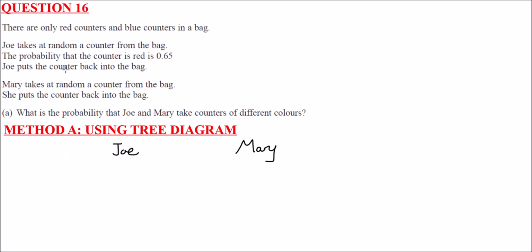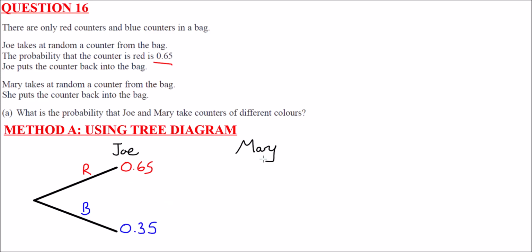So first of all, Joe comes along. There's two options of what Joe could pick. The first option is Joe picks a red. The second option is that Joe picks a blue. So the chance of picking a red counter is 0.65. Therefore, the chance of picking a blue counter is 1 minus 0.65. Remember, the sum of all probabilities for any one event add up to 1. So if it's either red or blue, the probability of red plus the probability of blue needs to add up to 1. Therefore, blue is 1 minus 0.65, which is 0.35.